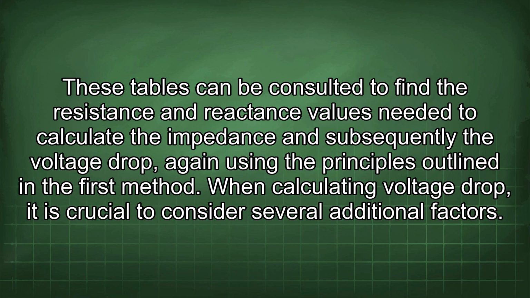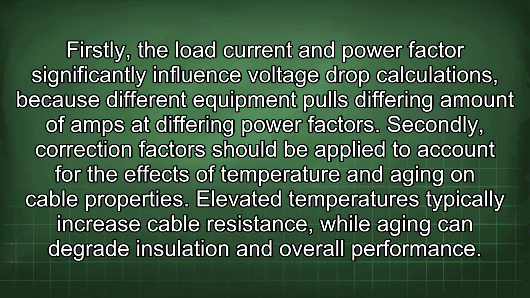When calculating voltage drop, it is crucial to consider several additional factors. Firstly, the load current and power factor significantly influence voltage drop calculations because different equipment pulls differing amounts of amps at differing power factors. Secondly, correction factors should be applied to account for the effects of temperature and aging on cable properties. Elevated temperatures typically increase cable resistance, while aging can degrade insulation and overall performance.